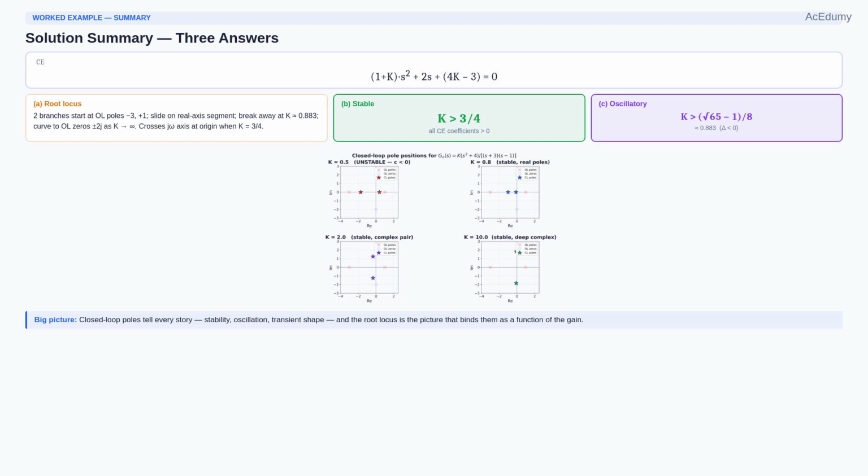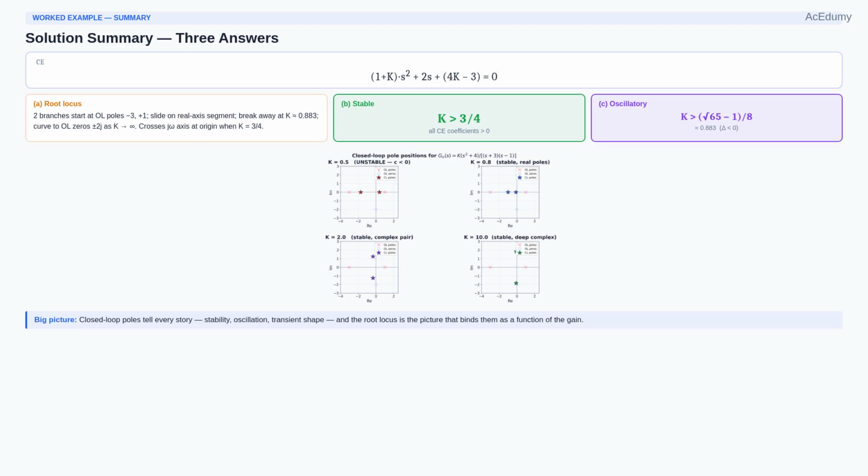Summary. Open-loop transfer function: G_O(s) equals k times (s squared plus 4) divided by (s plus 3) times (s minus 1). Open-loop poles at -3 and +1. Open-loop zeros at plus and minus 2j. n equals m equals 2. Closed-loop characteristic equation: 1 plus k times (s squared plus 4) over (s plus 3)(s minus 1), which gives (1 plus k)s squared plus 2s plus 4k minus 3 equals 0.